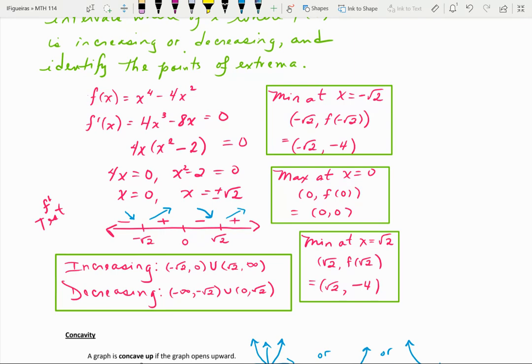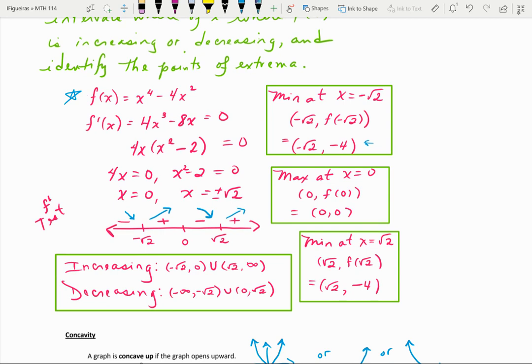Let's start with -√2. -√2 is a minimum because before it's negative, meaning it's decreasing, and after -√2, it's positive, meaning it's increasing. So that gives us a minimum point at -√2, f of -√2. So you find the actual point by plugging into the original function. Remember, this is your original function, x to the 4th minus 4x squared. When you plug in -√2 into that, you get -4 as a result. So -√2, -4 is your minimum point.